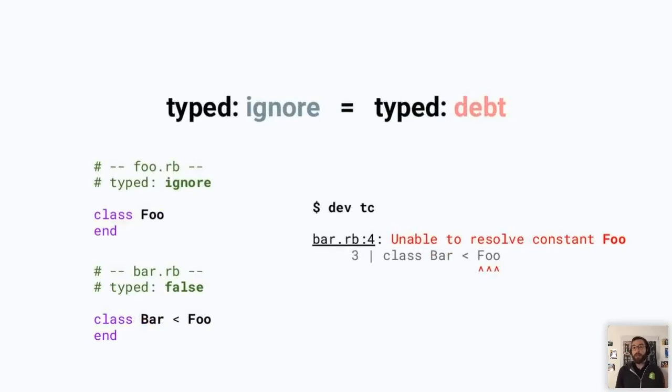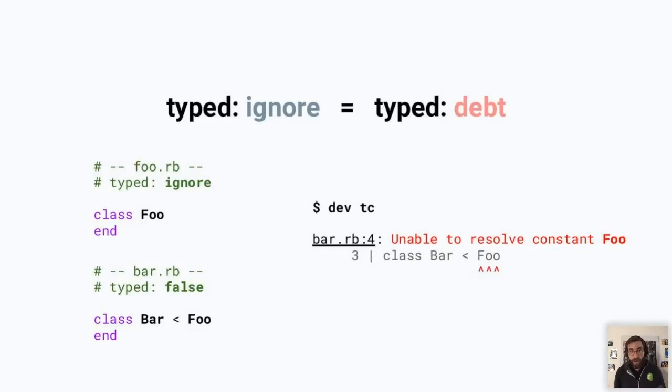Doing this experiment, we noticed that the more you use typed ignore, the more you are adding to your project something we like to call typing depth. That means that if you ignore a file, Sorbet will actually not look at it. So any constant, like the classes you define in this file, will not be seen by Sorbet. That means that when you try to type another file using a constant coming from the first one, you will have what Sorbet calls an unresolved constant.